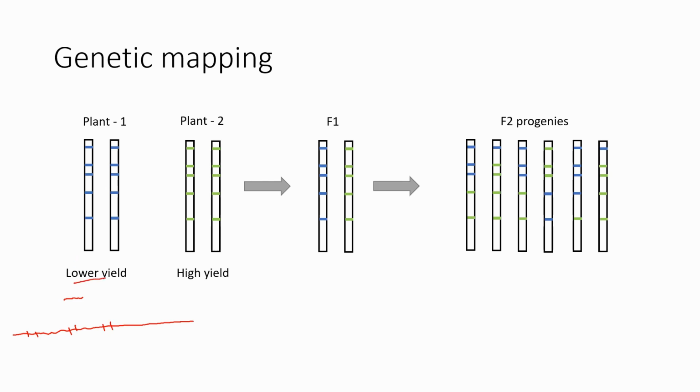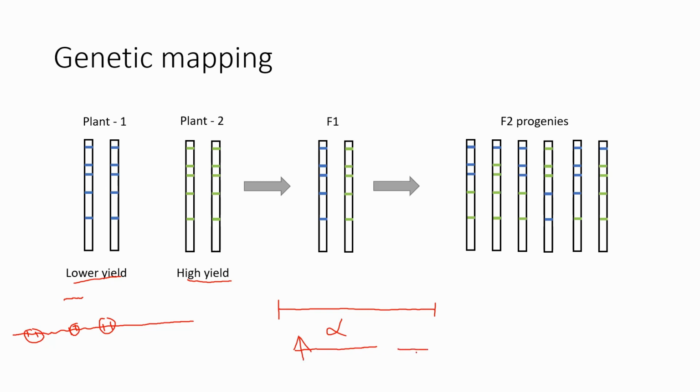So you have a low yielding plant and a high yielding plant. We need to do the genetic mapping. We need to place these markers on the chromosomes. So how would you place these markers on the chromosomes? It's very simple, right? There is a simple law. It states that the distance between the markers is directly proportional to the higher number of recombinations.